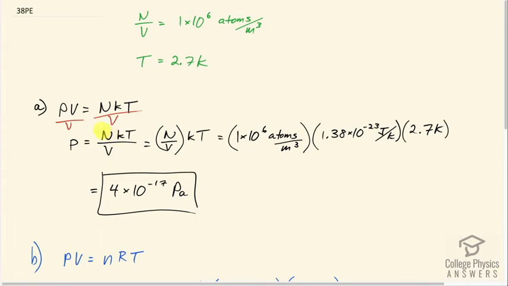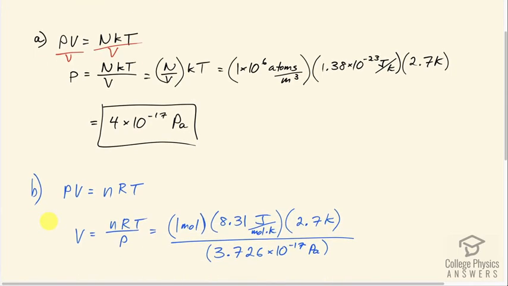Now, we're given neither n nor V, but we are given their ratio. So this is the same as this, but I've written n over V in brackets here just to emphasize that this ratio is this quantity that we're given. So we have 1 times 10 to the 6 atoms per cubic meter as this number density, and multiply that by Boltzmann's constant times the temperature in Kelvin, and this gives 4 times 10 to the minus 17 pascals, keeping only one significant figure, since this number density is given with only one significant figure.